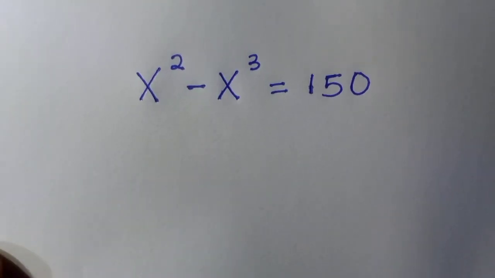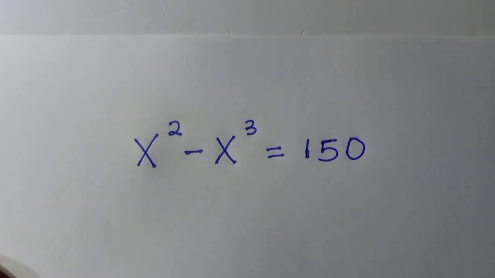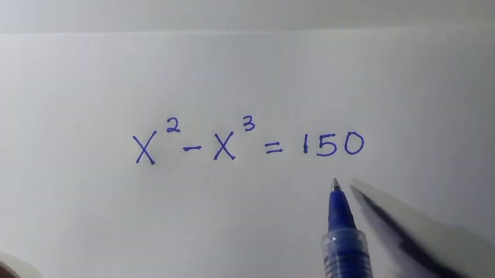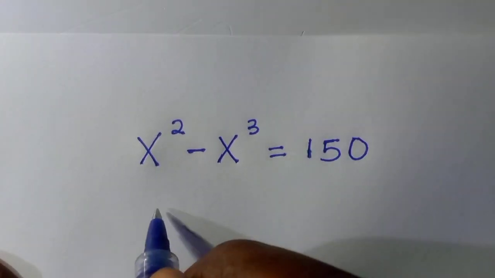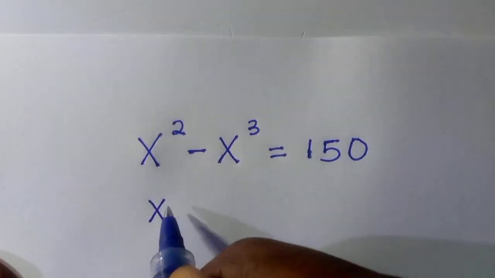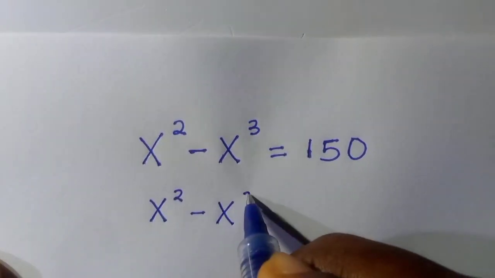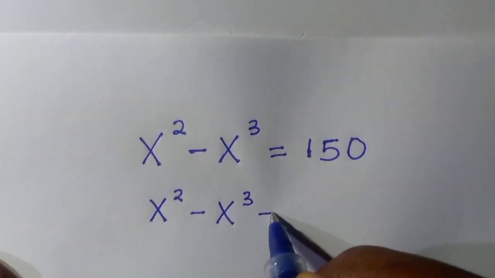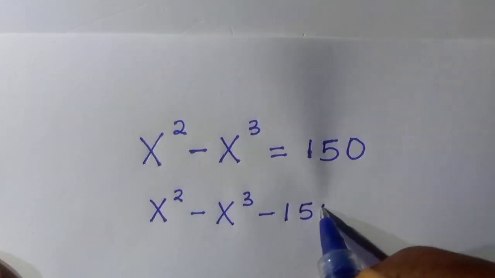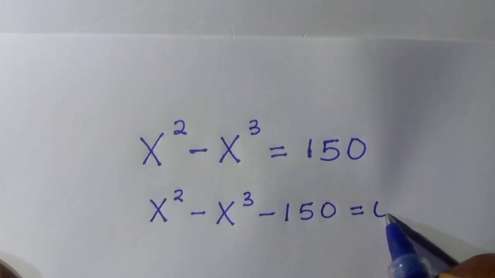How to find all the values of x that satisfy this. So the first step we are going to take here is we transfer 150 to this side so that we have x to the power of 2 minus x to the power of 3 minus 150 equals 0.